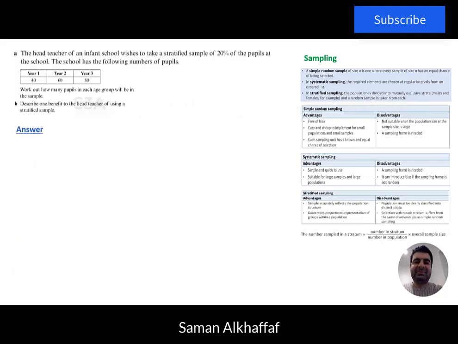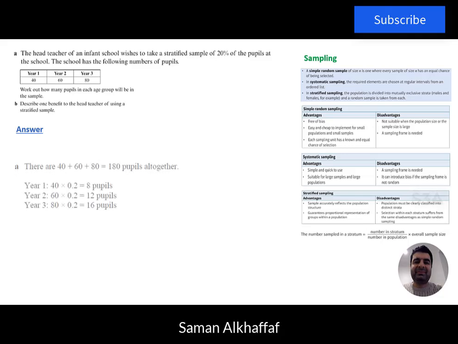In this example, the head teacher of an infant school wishes to take a stratified sample of 20% of the pupils at the school. The school has the following number of pupils. For year 1 is 40, for year 2 is 60, for year 3 is 80. Work out how many pupils in each age group will be in the sample.